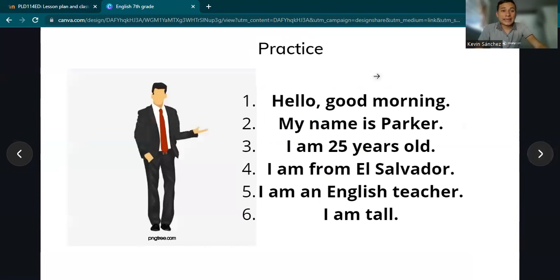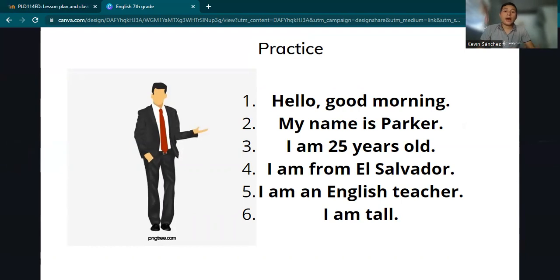Okay, and this is like an introduction of a person. For example, this person says, hello, good morning. Keep in mind this: if it is in the morning, you're going to say good morning. If it is in the middle of the day, you're going to say good afternoon. If it is at 6 p.m., around that hour, you're going to say good evening. Hello, in this case, is in the morning.